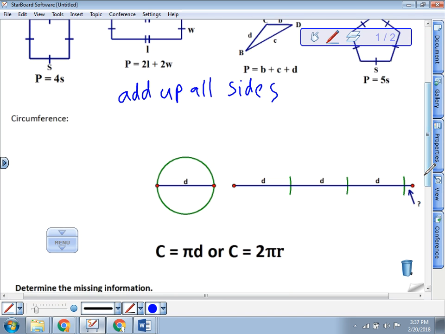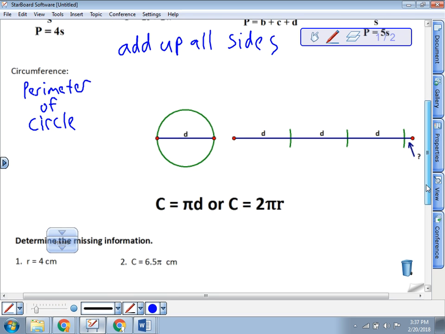Now, circumference. What is circumference? Circumference is simply the perimeter of a circle. It's a fancy word for a circle because polygons have sides. A circle technically doesn't have a side, so they can't call it the perimeter, because perimeters are sides. So they call it the circumference, which is just the perimeter of a circle.